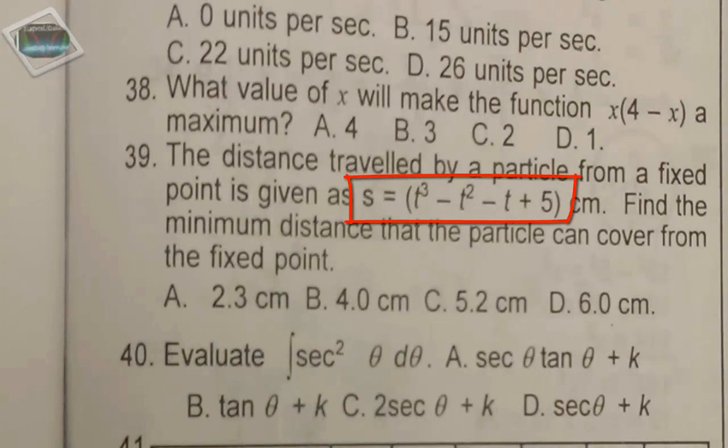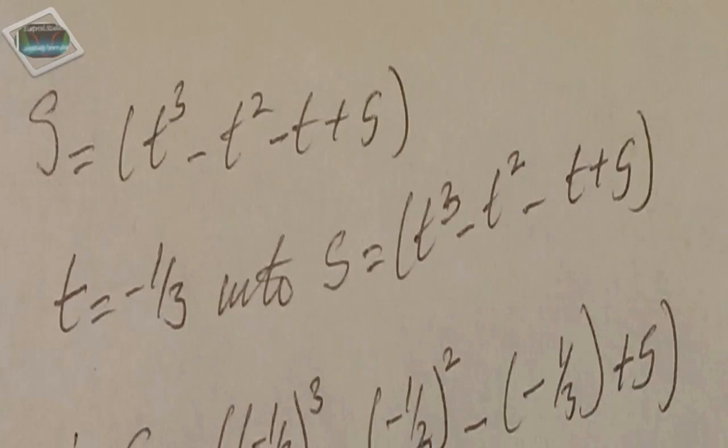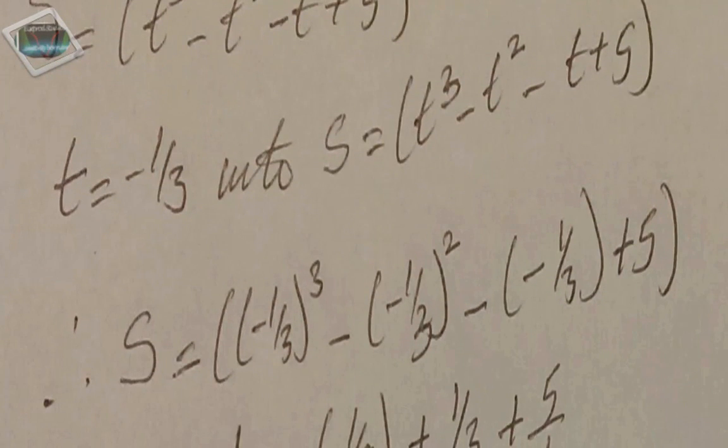Now, given that the equation presented to us is s equals t cubed minus t squared minus t plus 5, and we have earlier ascertained that t is either 1 or minus 1/3, the question then goes on to ask us to find the minimum distance that the particle travels. To determine the minimum distance, we will use the smaller value of t, which is minus 1/3. So we slot t equal to minus 1/3 into s equals t cubed minus t squared minus t plus 5 to get the minimum value.